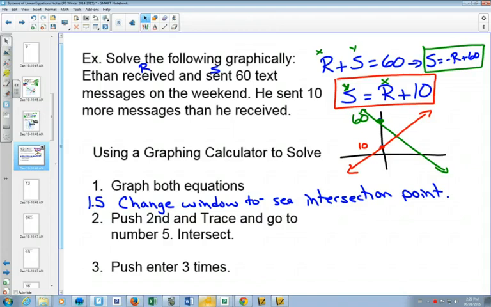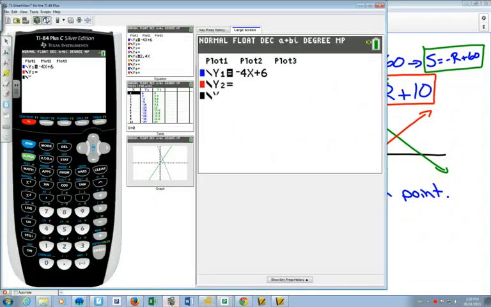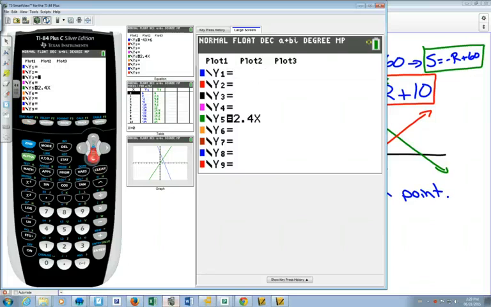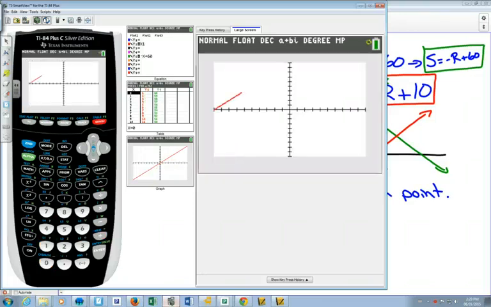Now, when I go to my graphing calculator to type these in, my green one was negative x plus 60, and my red one was x plus 10. When I go to graph it, I might not see very much. I see a little bit of the red graph, but I don't see the green graph at all. It's because my window isn't quite set up. So that's where I said 1.5, change your window.